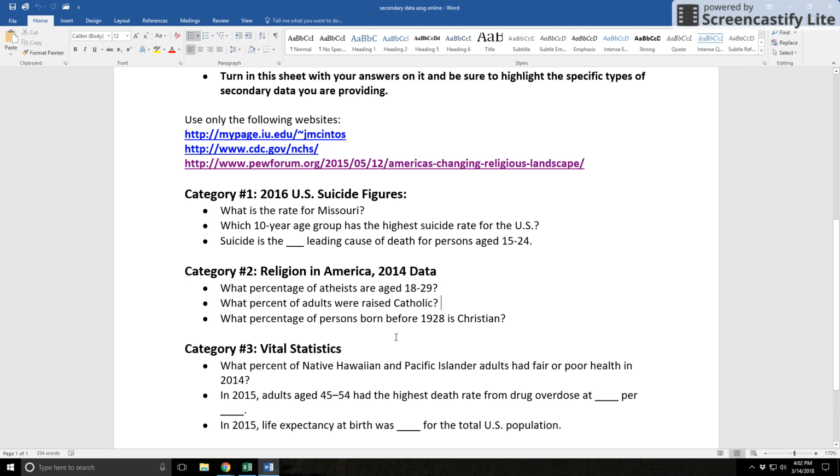Well, where do you go to find the information? That's what these websites are up there for. Secondary data is sort of like the needle in the haystack. You need to go find something, and there's a lot out there. So where do you find it? So I'm giving you specific information. So for category 1, one of these 3 websites deals with category 1. One of these 3 deals with category 2, and one with category 3.